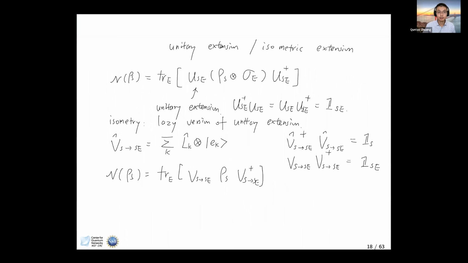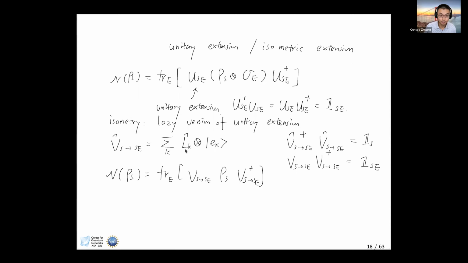All right, and so you can always find the unitary extension, but sometimes finding the whole unitary extension is too much to ask for, meaning sometimes it's not necessary. Sometimes you are just satisfied with the so-called isometric extension. And what this means is that you're not writing out the whole entire unitary, but you're writing out a so-called isometry, which is essentially a lazy version of a unitary extension.